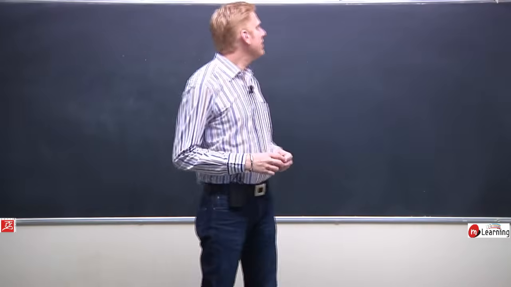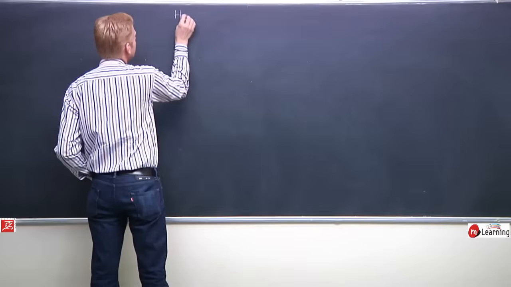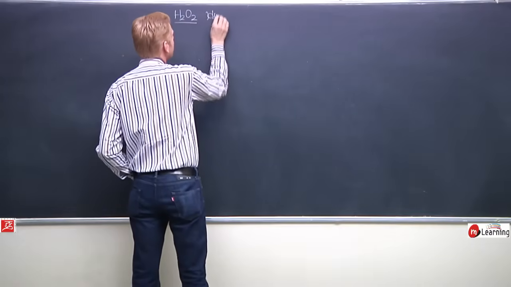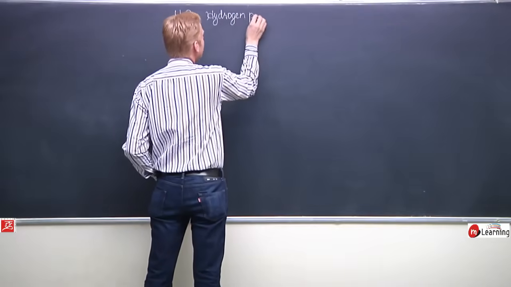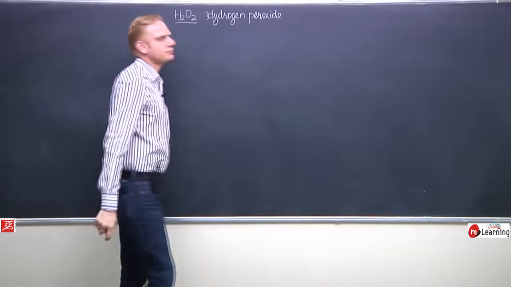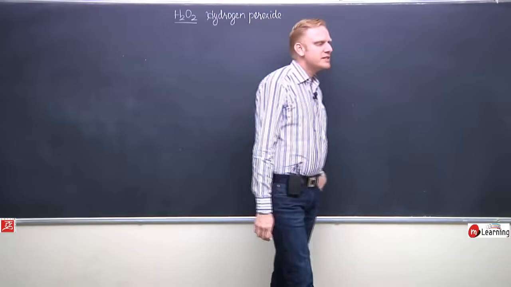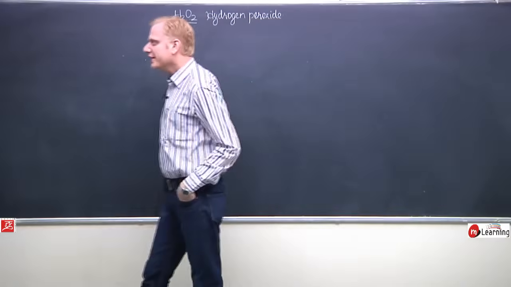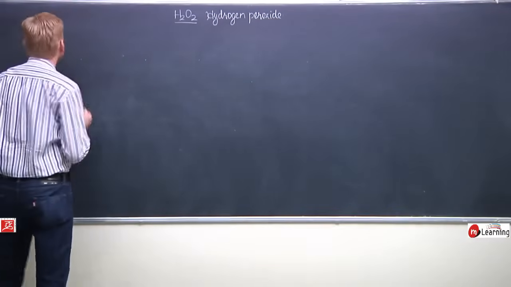Now one important compound of hydrogen, that is hydrogen peroxide, is to be covered. Compound H2O2, that is hydrogen peroxide. The very first thing about hydrogen peroxide is related to its method of preparation. How to prepare this compound?